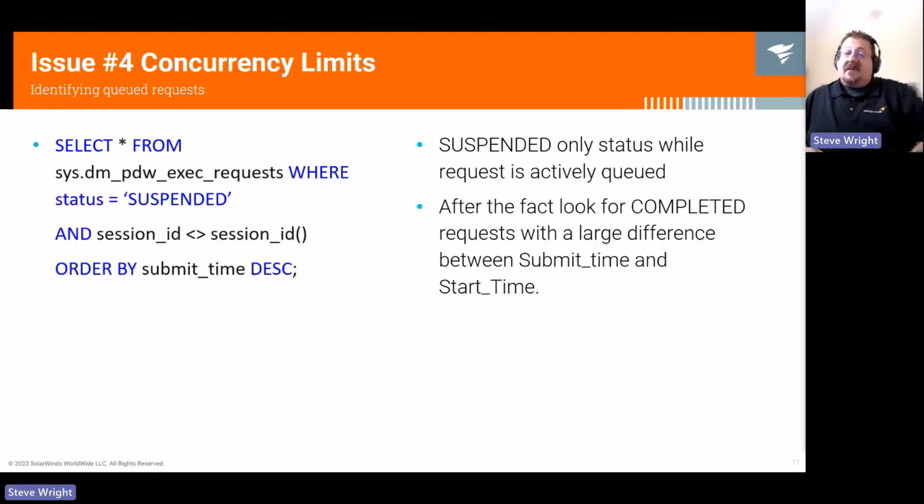It'll show up as completed in that same view there, but you're going to want to look for a big difference between the submit time column and the actual start time column. If there was a huge gap in time between those two, odds are it was suspended because of that concurrency limit being hit. Again, no guarantee of that, but it's a pretty good indicator. It's somewhere to look. So you'll have the full workload there. You can see by the timestamps if that was likely what was going on.